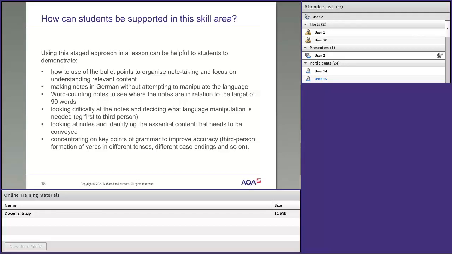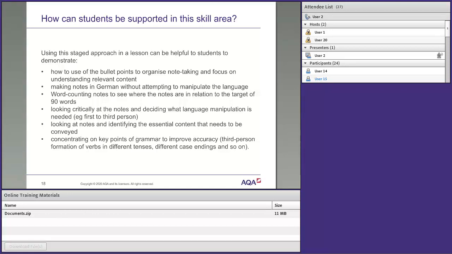Concentration on key points of grammar in lessons to improve their accuracy is vital. So we've seen here the third person formation of verbs in different tenses, different case endings, expressing things from the passive from the active in the text or whatever. And again, that's another great starter.